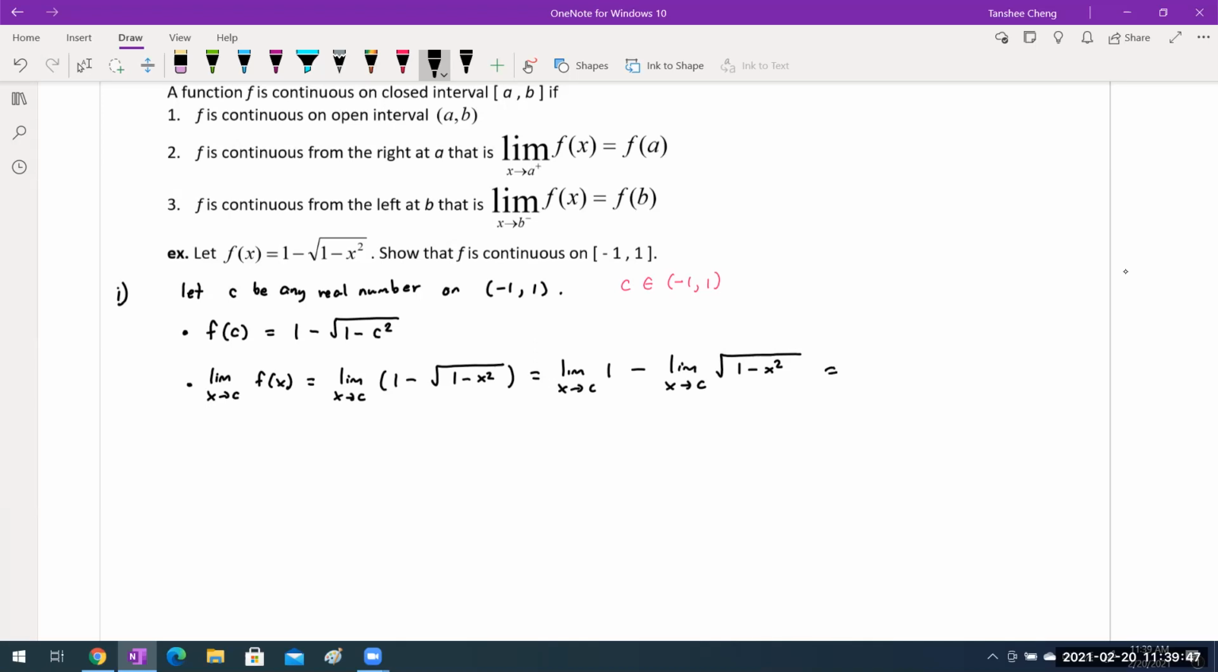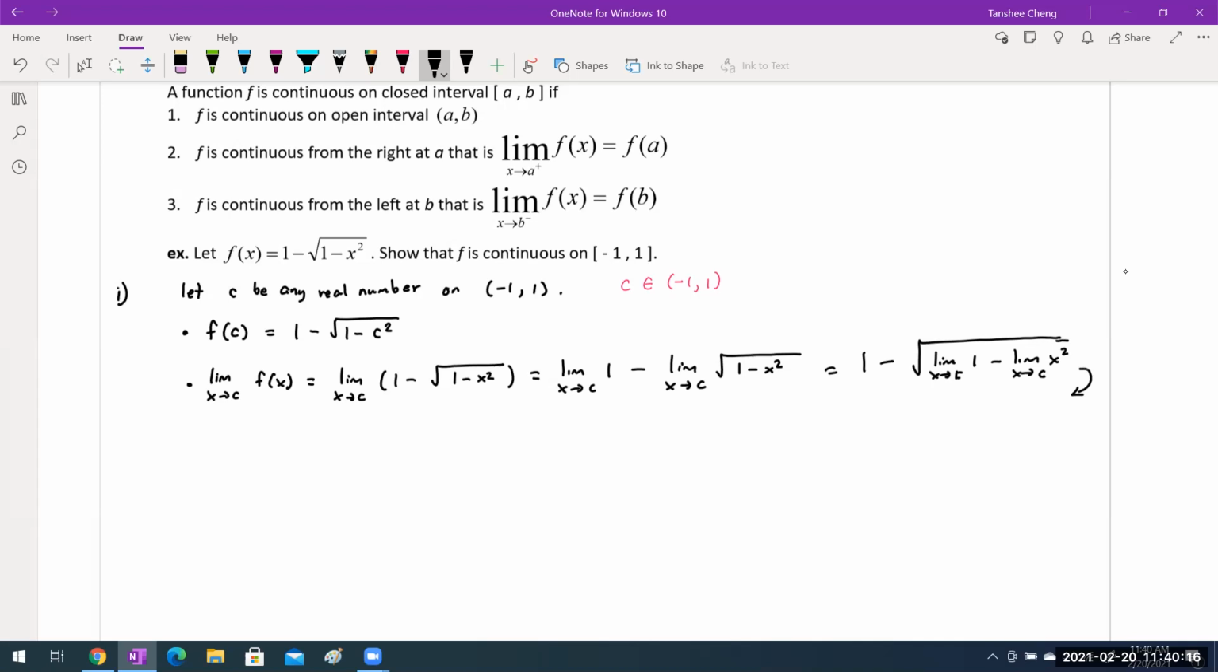So the limit of a constant is a constant, minus, using the limit law, the square root of the limit as x approaches C of 1 minus the limit as x approaches C of x squared. Using the limit law. You don't really need to show it if you don't want to, to save on writing, but for the notes' purpose, I'm going to show it too.